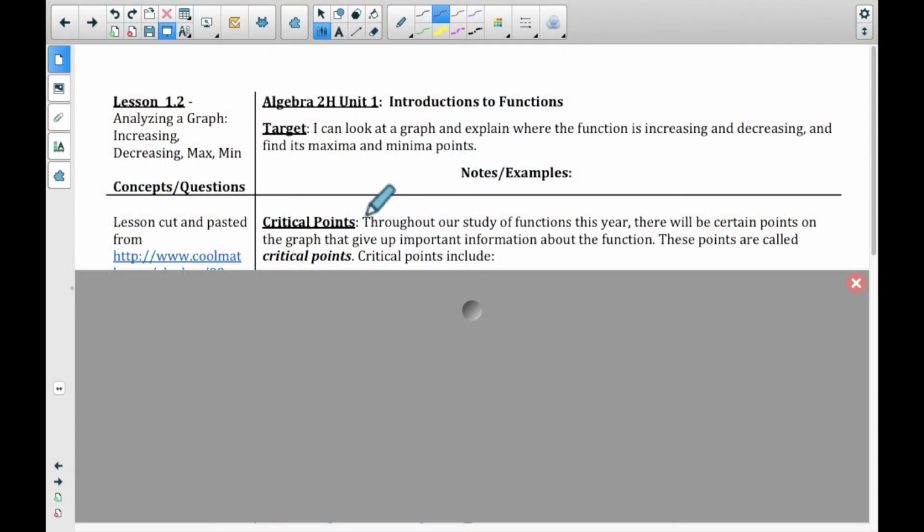Hi everybody. This video today is going to cover lesson 1.2, which is covering analyzing a graph. Okay, so in this video we're going to be talking about analyzing a graph.